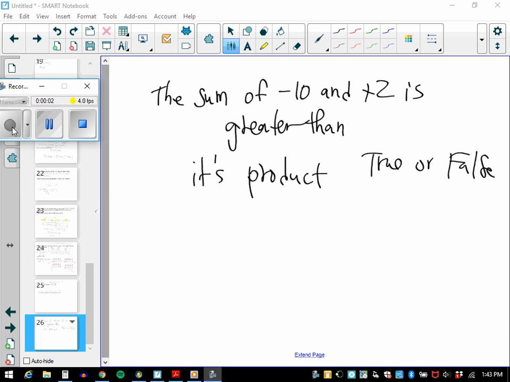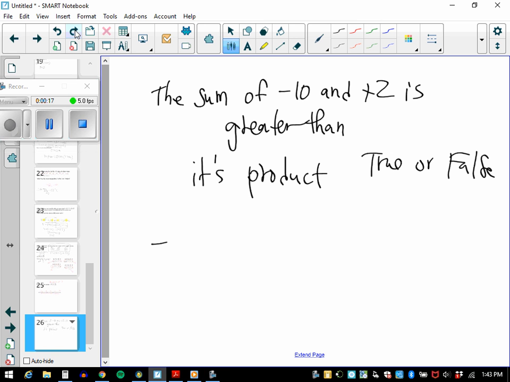Okay, this is the second part to your grade 8 integer test. We have 3 true and false, some express multiplication as repeated addition in words, and some modeling questions. Your first true false says the sum of -10 and +2 is greater than its product.